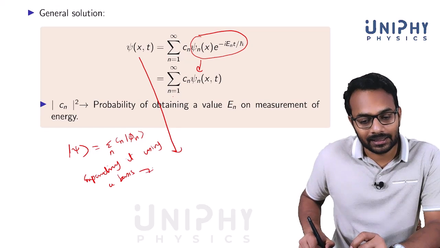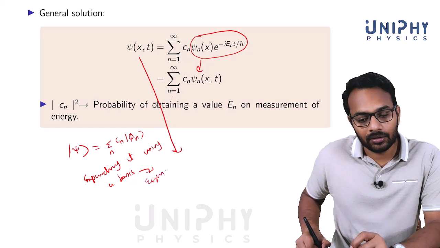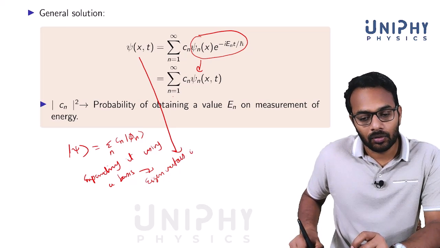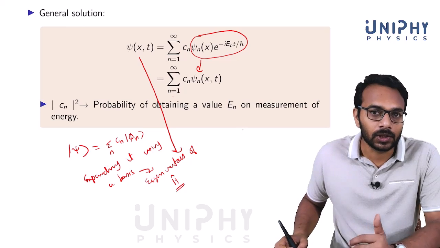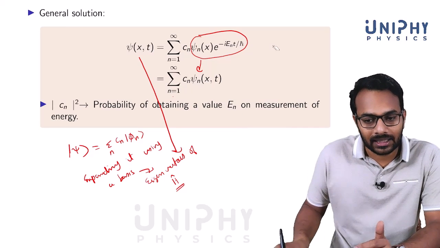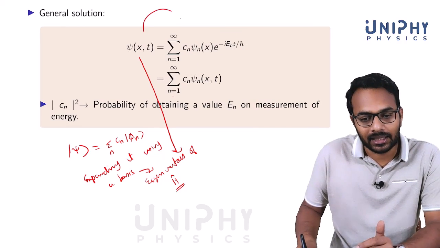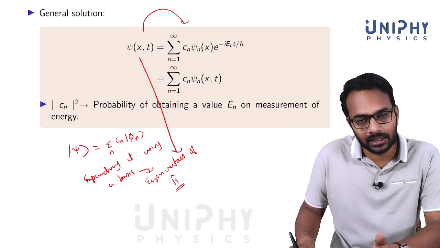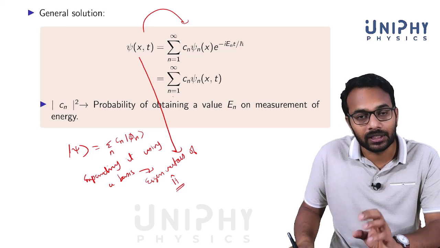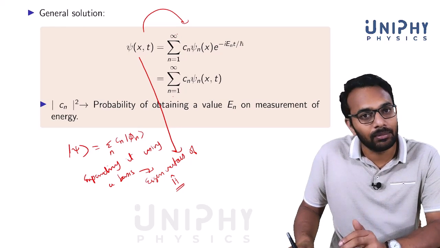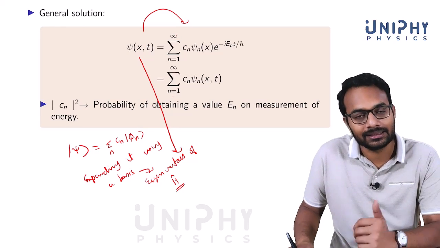The basis here is the eigenvectors of the Hermitian operator called the Hamiltonian. So what we have done here is expanding a given vector in terms of the eigenvectors of the Hamiltonian operator. We are choosing the eigenvectors of the Hamiltonian operator as the basis set, as the basis.